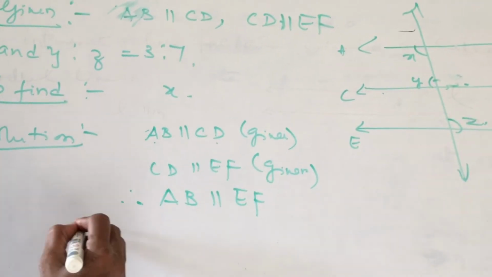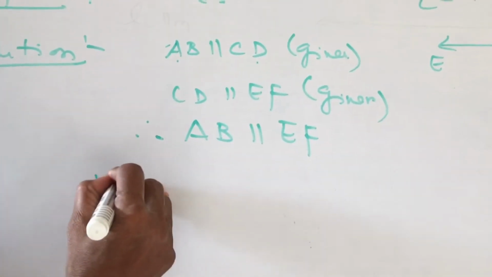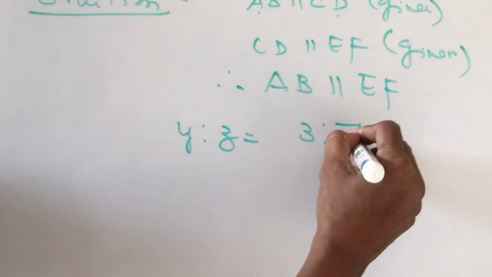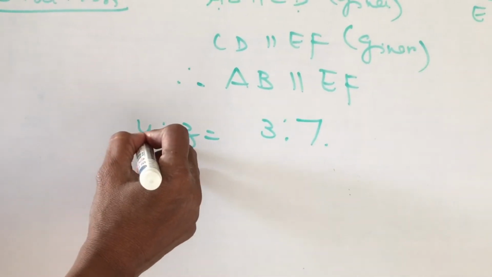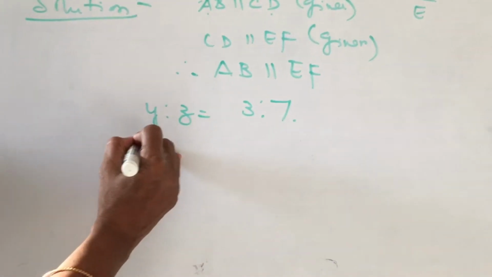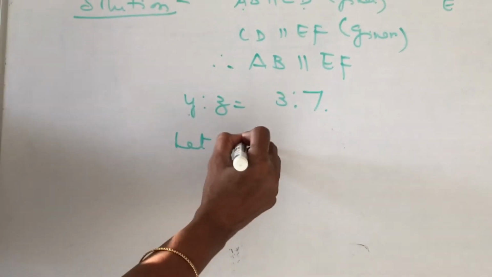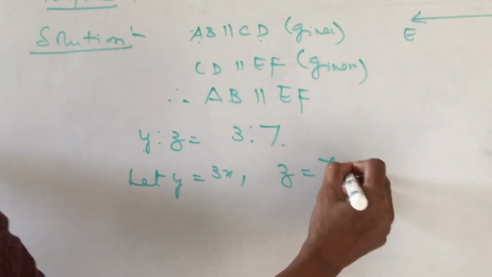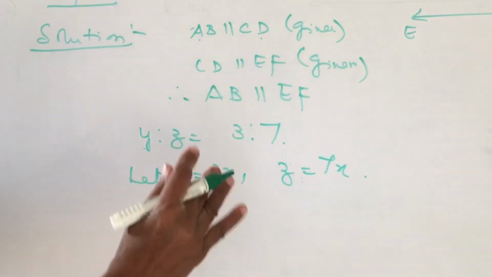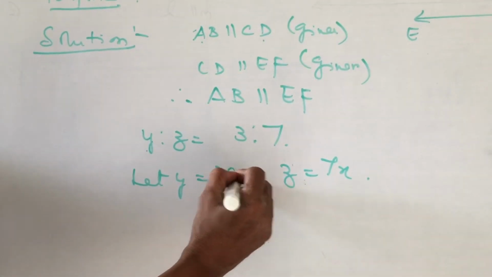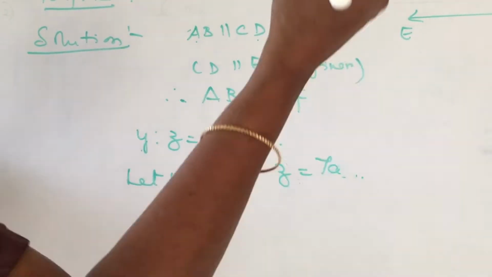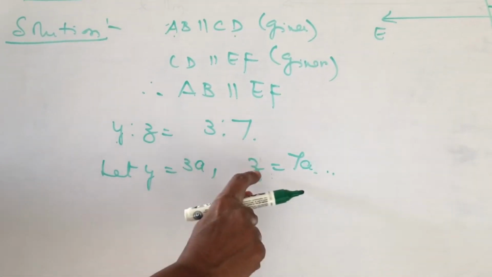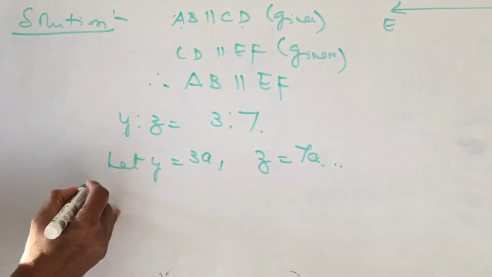Next, what is given, girls? Y:Z is equal to 3:7. Let Y is equal to 3x, Z is equal to 7x. When the ratio is given, I'm sorry girls, already you have x there, so take it as a to avoid confusion. Yes, Y is equal to 3a and Z is equal to 7a.